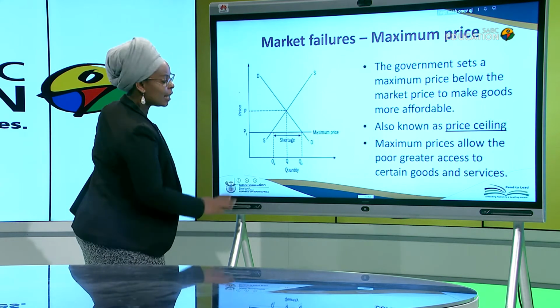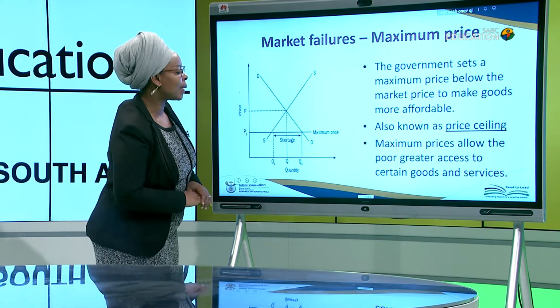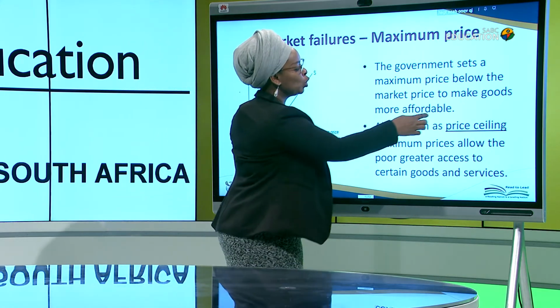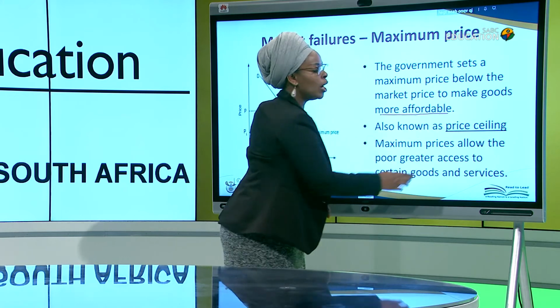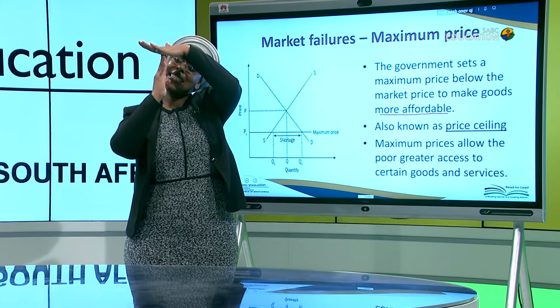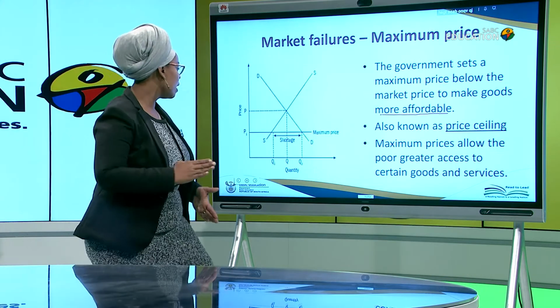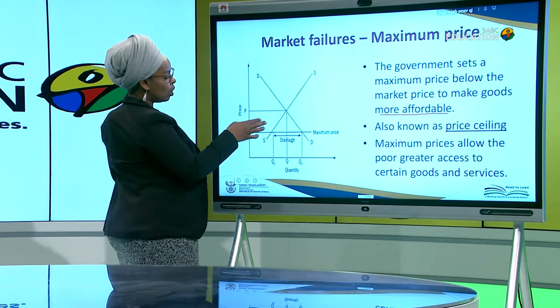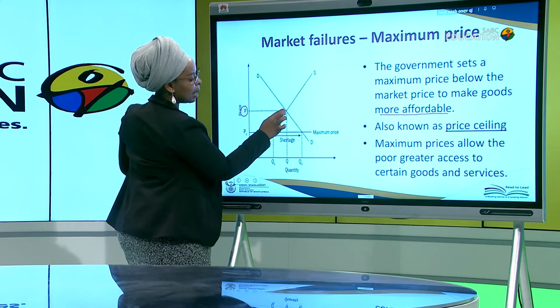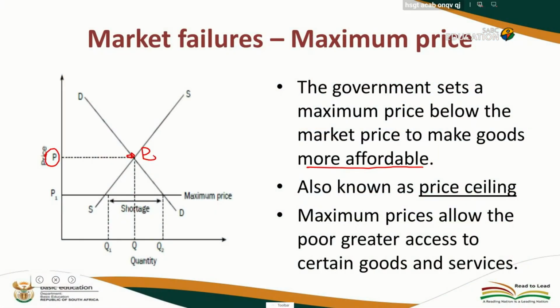I've touched on this. Let's look at maximum price. With maximum price, the government sets a maximum price below the market price to make goods more affordable. We call it a price ceiling. If this is the ceiling, it means that you cannot charge a price higher than the ceiling. Originally the price was P, and this is the demand curve and the supply curve, they are equal here. This means that the quantity will be Q. But the moment the government introduces a maximum price, the price will drop.